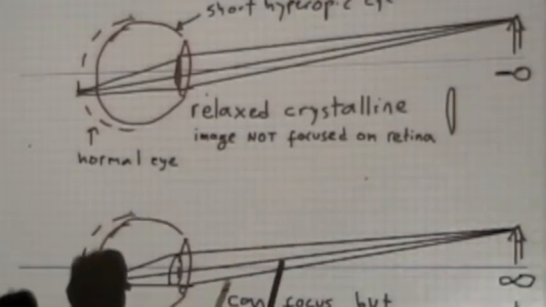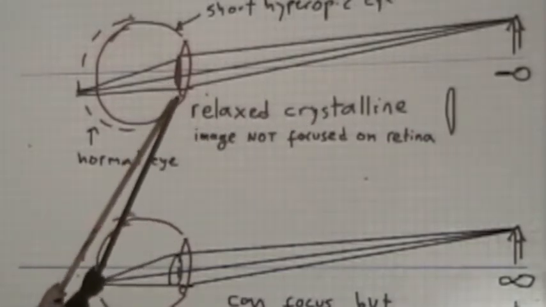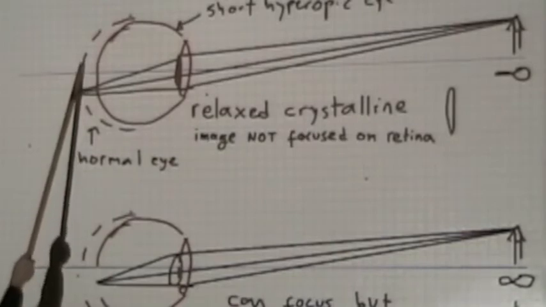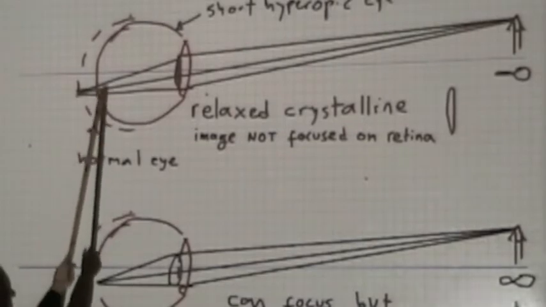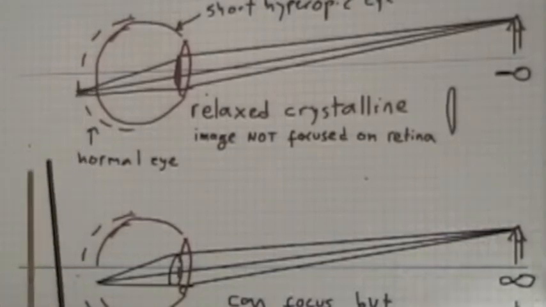So if you have an object at infinity, the light rays of that object with a relaxed crystalline lens would form on the retina in a normal eye. A normal eye can see objects at infinity, but they don't focus on the retina of the hyperopic eye, so therefore it looks blurry at this point.